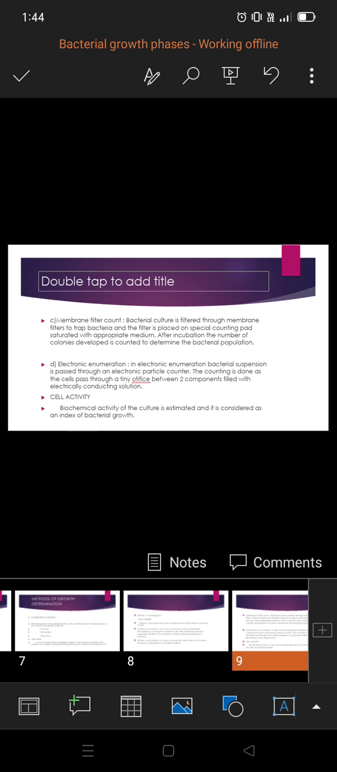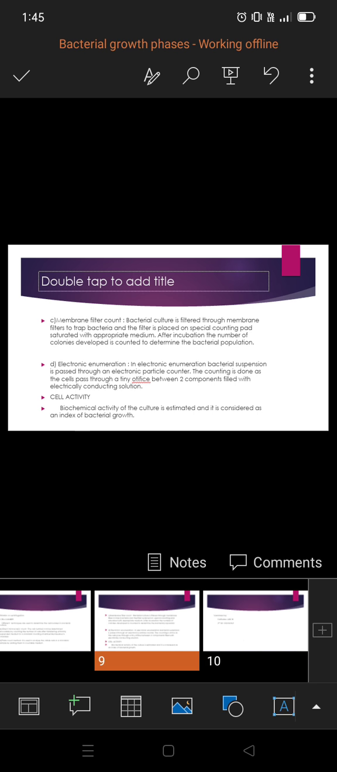And the last one is electronic enumeration. In electronic enumeration, the bacterial suspension is passed through an electronic particle counter. The counting is done as the cells pass through a tiny orifice between two compartments filled with electrically conducting solution. As cells pass through this orifice, a resistance change is generated in the electrical circuit, which is recorded and counted.